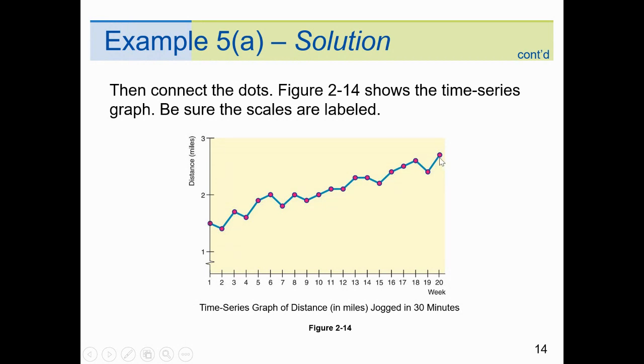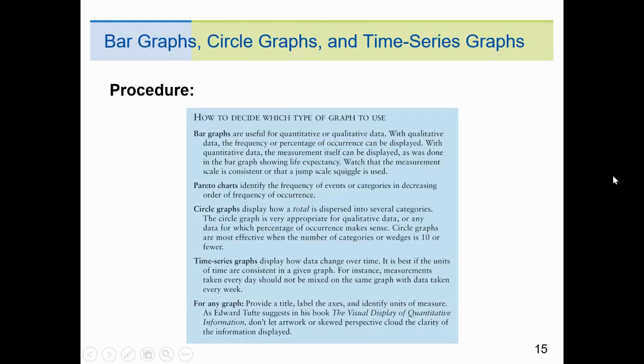Time series, pretty simplistic. You have little dots representing the distance that they jogged, and then they're connected with little lines. Call it a time series. Of course, 20 weeks, the distance that they traveled. Another way of representing data.